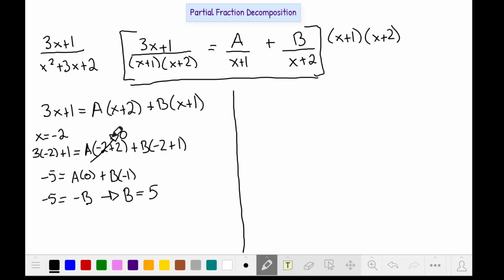Hooray! Next, we're going to choose a nice simple value for a. So we put in minus 2 to cancel out this term. Now we're going to cancel out the b term. So we see x plus 1. We want this to be 0. So we plug in x equals minus 1.